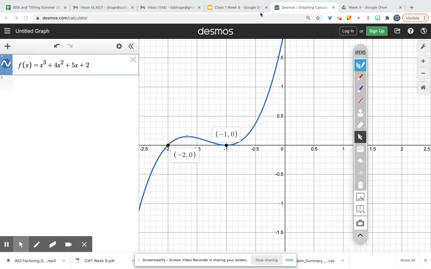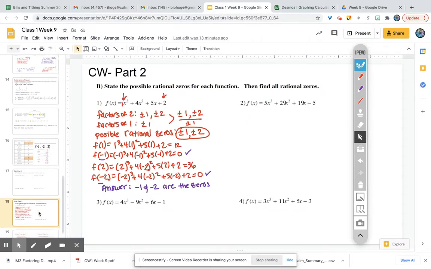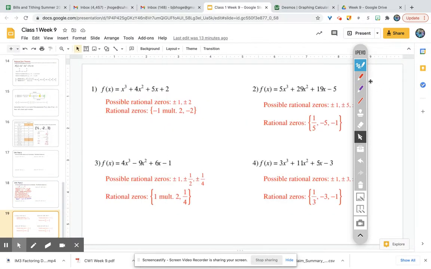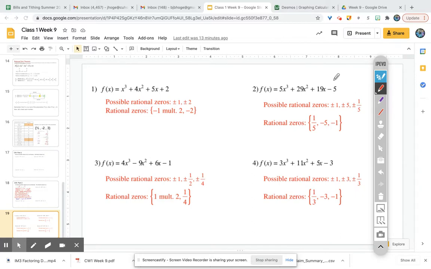So let's take a look at our answer key here. And if you notice, you'll see the -1 multiplicity of 2. So -1 worked and -2 worked. So you can go ahead and try to do the rest of them, number 2 and number 3 and number 4. Just remember you need to find the factors of the last term divided by factors of the first term. So factors of 1 and 5. So 5 would be 1 and 5. And the factors of 5 are also 1 and 5.